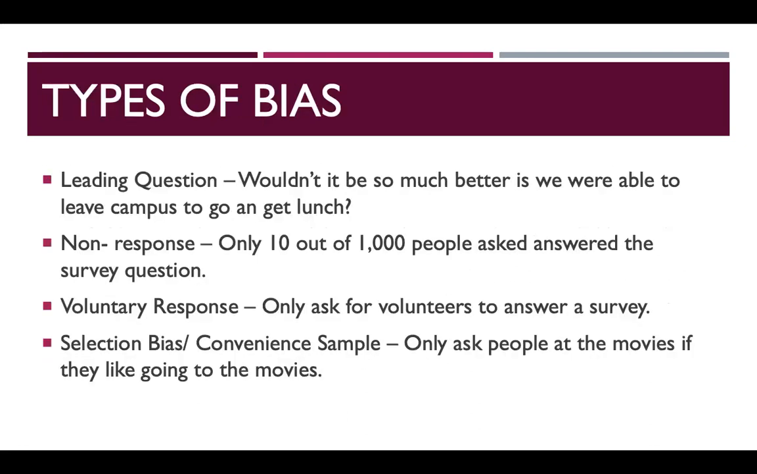Okay, so here's some different types of bias that you can have in a survey or in a study. You can have leading questions, and that's exactly what it sounds like. You're leading someone to an answer that you want. So a question like that would be, wouldn't it be so much better if we were able to leave campus to go and get lunch? And you're leading people to say, oh yeah, of course, that would be so much better.